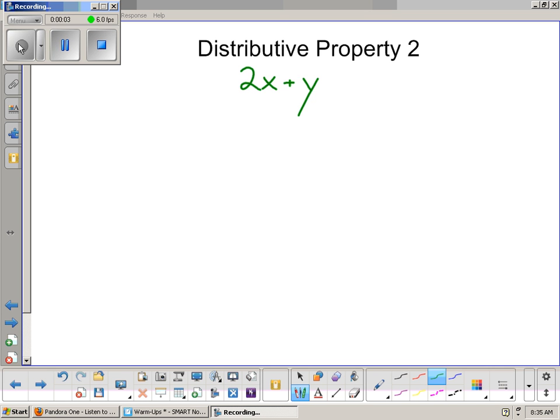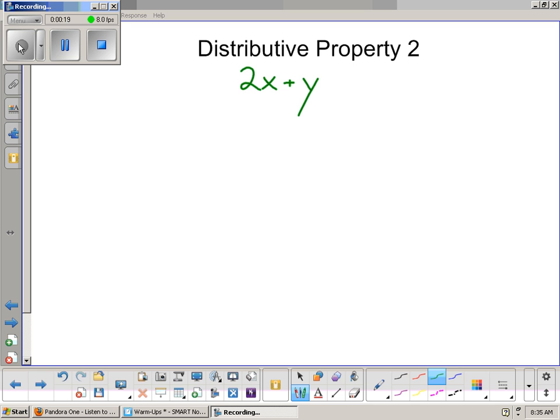All right, everybody. This is my second take of the distributive property, to talk about things that are a little bit more difficult with the distributive property. So up here, I have 2x plus y. Remember, we can't add them together because they're not like terms.